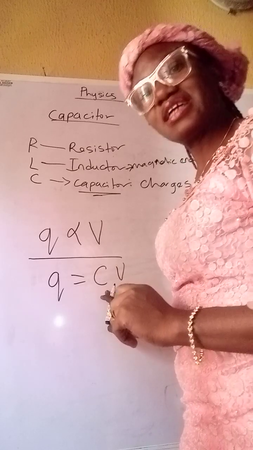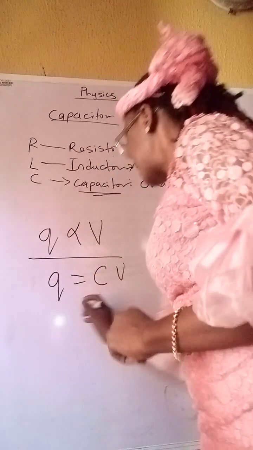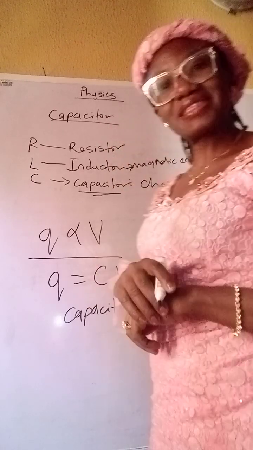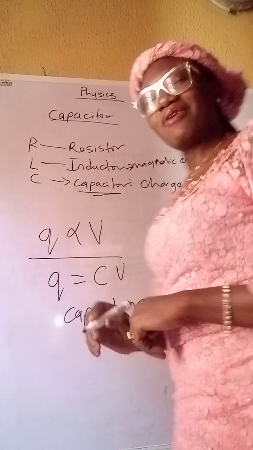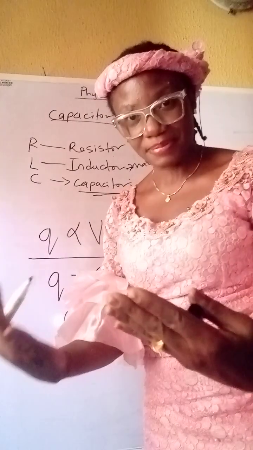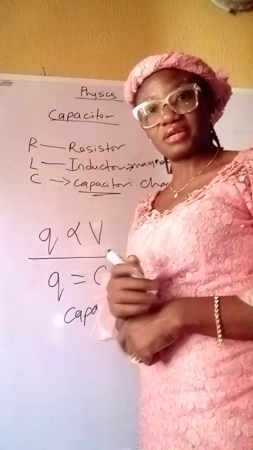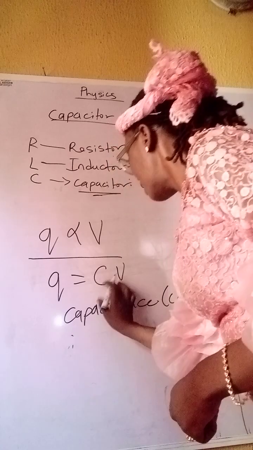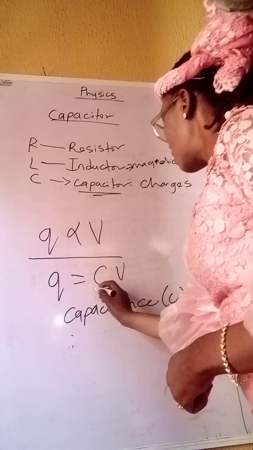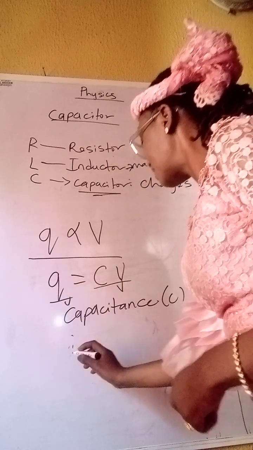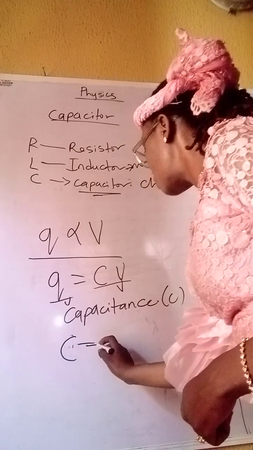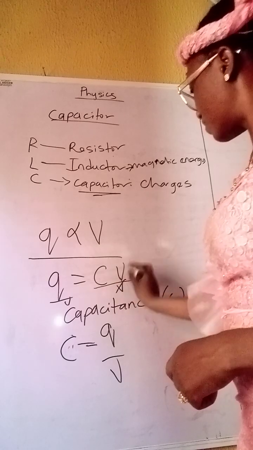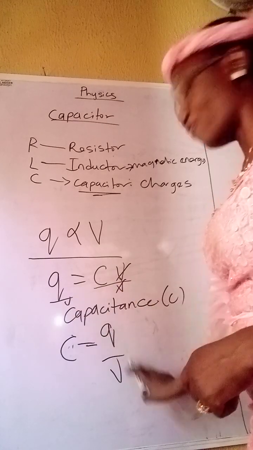Now C, this constant, is termed capacitance. Capacitance C. Now, what is a capacitance? Before I define what capacitance is, let's make C the subject of the formula to make the definition easier. From Q is equal to CV, we divide both sides by V, and then we have C is equal to Q over V. V will cancel V, and we are left with C equals Q over V.